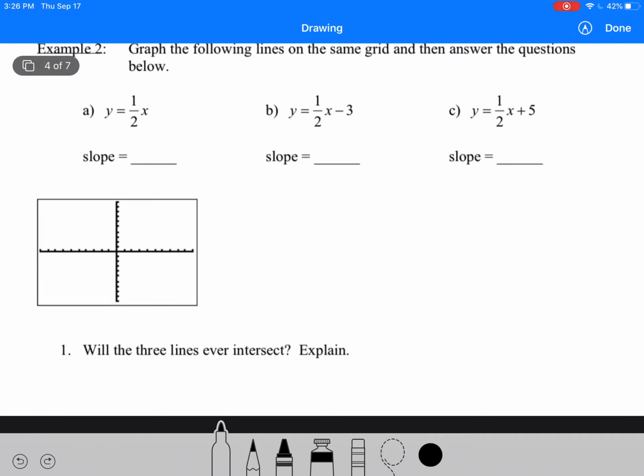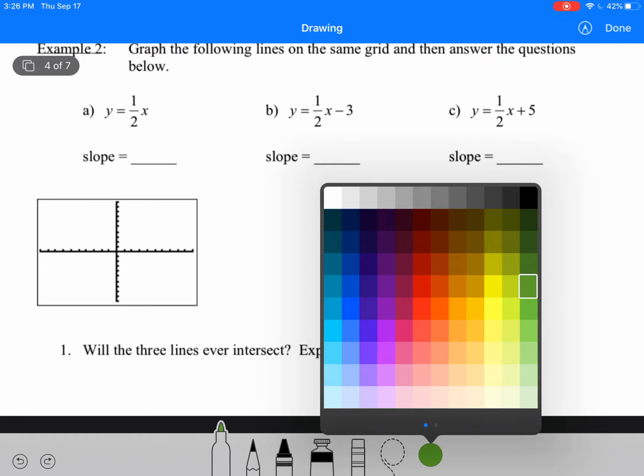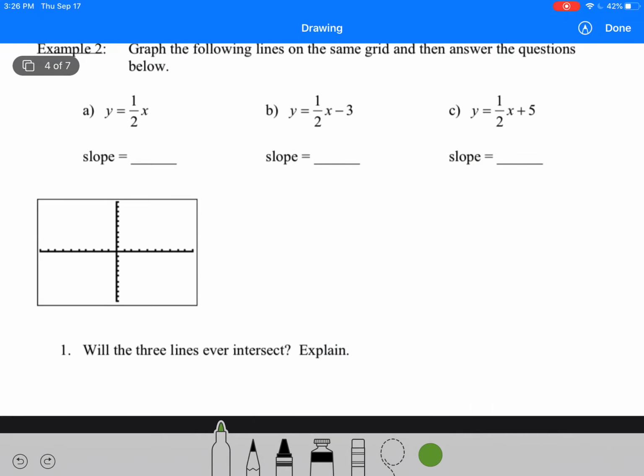So let's move on to the next part. It says graph the following lines on the same grid and then answer the questions below. All right, so let's pull out the slope. That's the easiest thing that we can do right here. Just spruce it up, change up the color. So this first one, here's our slope, 1/2.